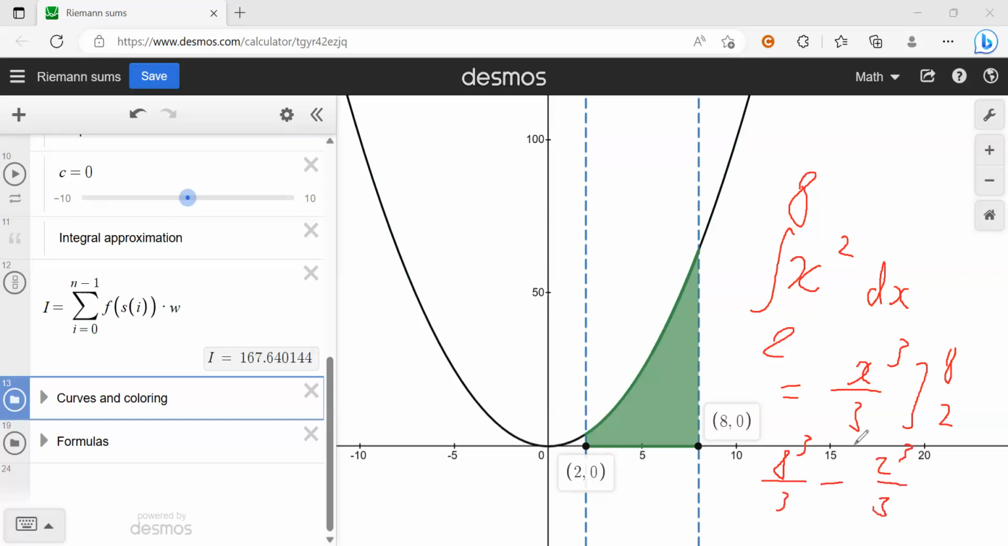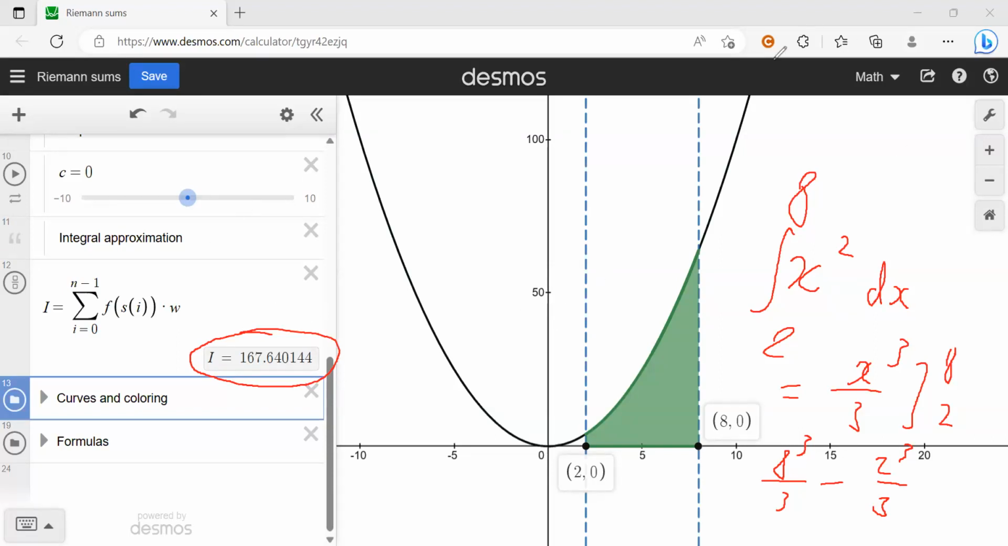Let me get my calculator out and calculate this. What would this value be? 64. It's 168, right? And look at the approximation here. 167.6. You see, you approximate it with a lot of tiny, very thin strips of rectangles. It will eventually be exactly equal to the exact answer of 168.